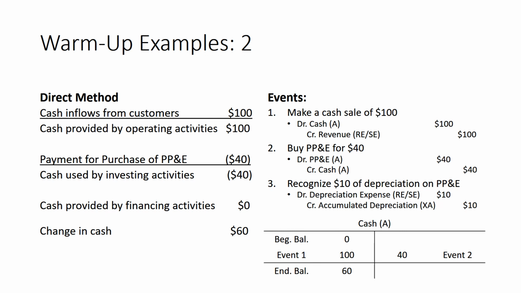Looking at the cash T account, we note that the beginning balance for cash was 0 and the ending balance is 60. This means the change in cash is also $60. We have prepared the statement of cash flows using the direct method.